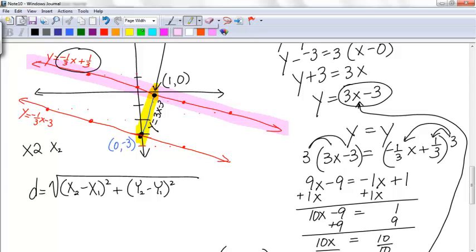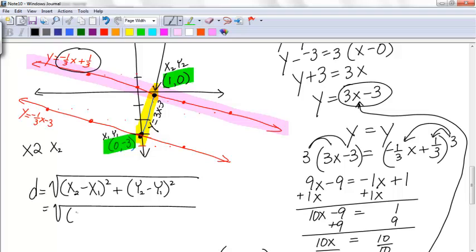We have 2 ordered pairs. We've got this one and we've got this one. Label either one of them. When I did this, I labeled this one as my x sub 2, y sub 2, and I labeled this one the other. It doesn't matter. So I ended up with my x sub 2 was 1, my x sub 1 was 0, my y sub 2 was 0, my y sub 1 was negative 3.